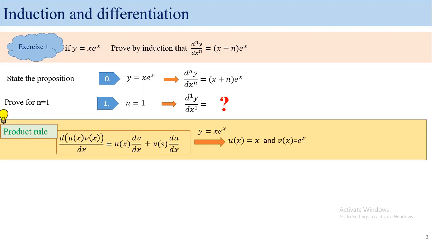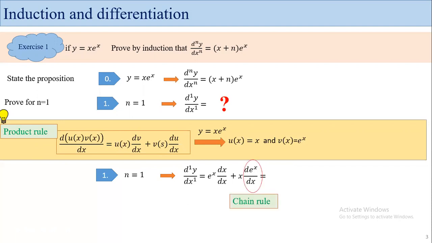So now we need to calculate the individual functions' derivatives. The derivative of x with respect to x is 1, so the first term would be exponential of x. To calculate the derivative of v(x), or exponential of x, we use the chain rule, which is the derivative of the argument x multiplied by exponential of x. Now factor out the exponential of x from the expression. We will have x plus 1 multiplied by exponential of x. So we can see that this relation is true for n equal 1.